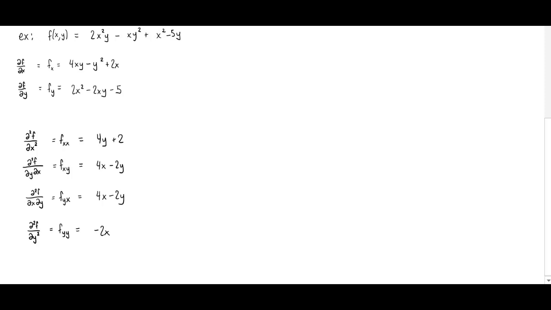Yeah, okay. So these guys are usually called the first order partial derivatives. So then all of these guys here, these are all the second order partial derivatives.